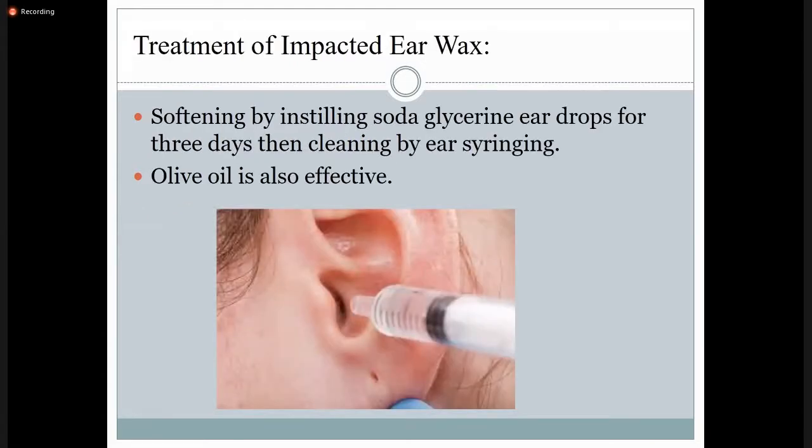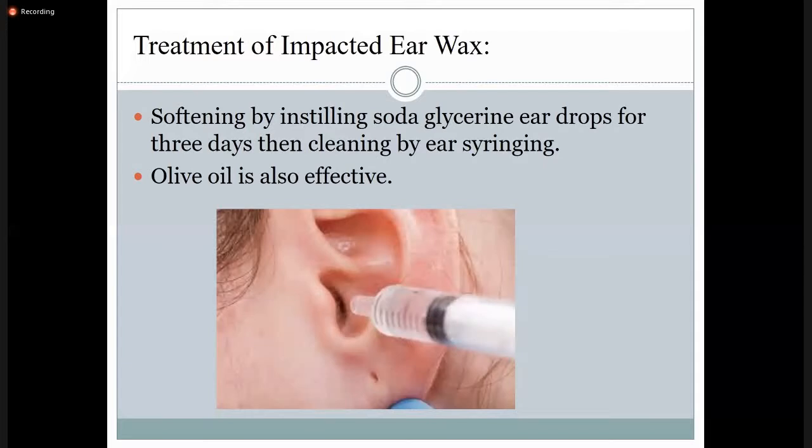How to manage, how to treat the infected earwax? It is by softening and instilling soda glycerine ear drops for at least 3 days, then cleaning the ear by ear syringing. If you have some inquiry, you can put the question on the chat side by side.